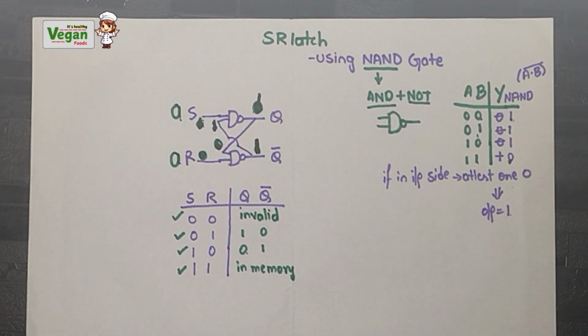Using NAND gate, if we draw the SR latch, the input 0 0 will be invalid. If I use the NOR gate, 1 1 will be invalid. The video of the SR latch construction using a NOR gate, the link is given in the description.